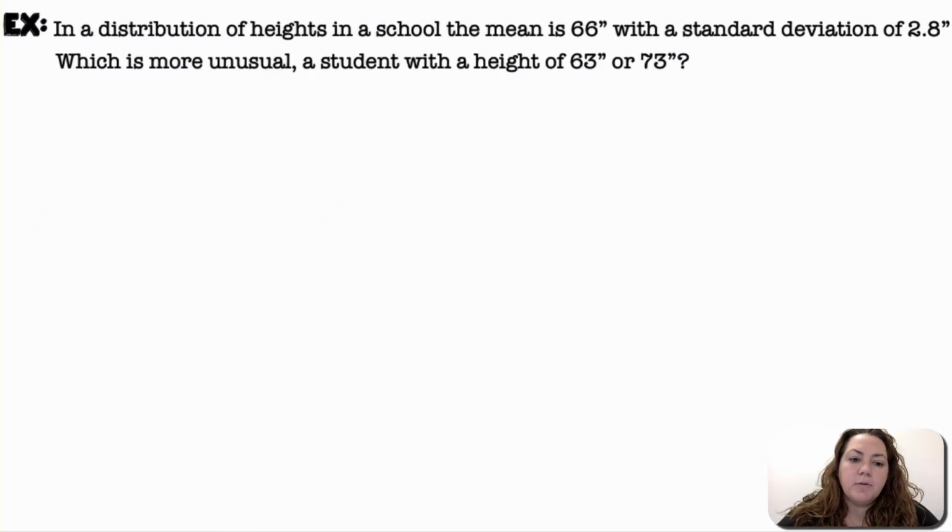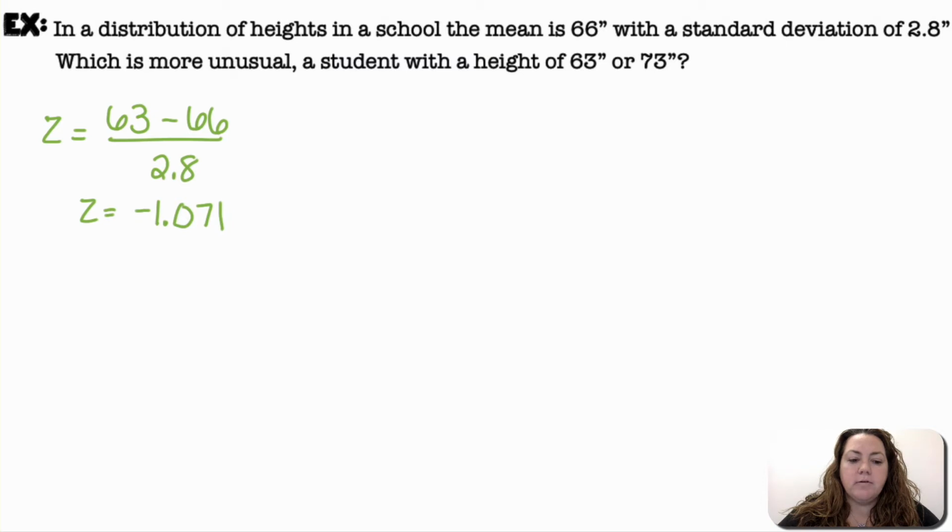In a distribution of heights in a school, the mean is 66 inches with a standard deviation of 2.8 inches. Which is more unusual, a student with a height of 63 inches or 73 inches? One's lower than the mean, one's higher than the mean. We want to see which one has more standard deviations away from the mean, meaning it would be more unusual. So I'm going to calculate the two z-scores. For the 63, z is 63 minus 66 divided by 2.8, the value minus the mean divided by the standard deviation, which gives me negative 1.071.